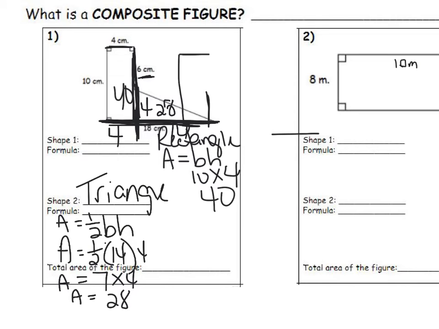So now you have the area of the rectangle and the area of the triangle. Then we have to add the 2 in order to get the area of the whole shape. So this is 40 plus 28, and that gives you 68 square centimeters. And that's the whole area.